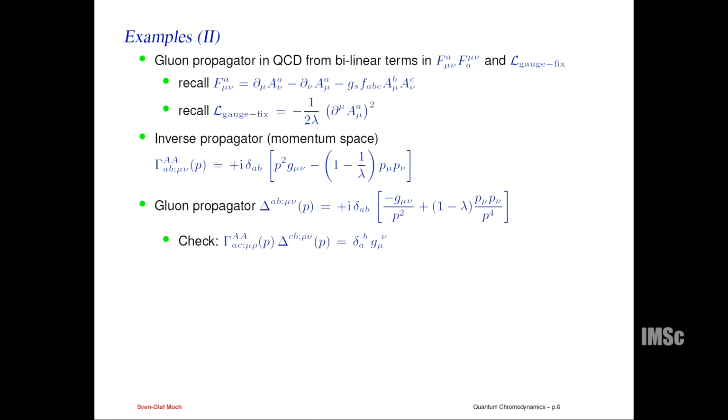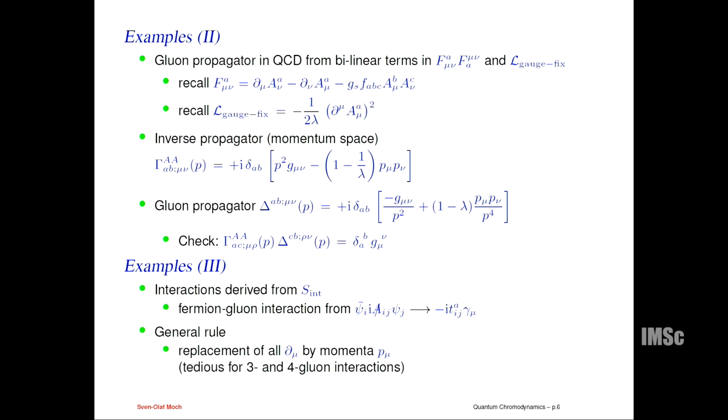We can make a check that the gluon propagator is then given by this expression, delta_mu nu here, which is plus i times the Kronecker delta_ab, and minus g_mu nu over p squared, and then plus 1 minus lambda, p_mu p_nu over p to the fourth power here. And multiplying gamma with delta, you can convince yourself that you get back a Kronecker delta in color and also in Lorentz indices. This also shows you why it's nice to work, for instance, in Feynman gauge, because in Feynman gauge you have a trivial propagator. If you put lambda equal to 1 here, then this last term vanishes and you just have a g_mu nu. So then also the gluon propagator is fairly simple.